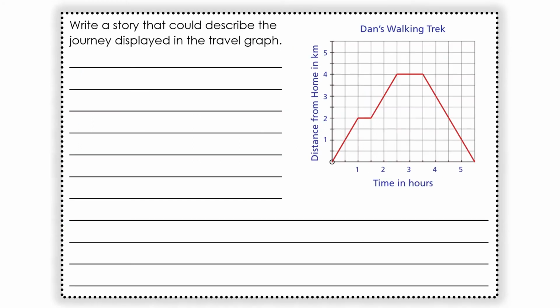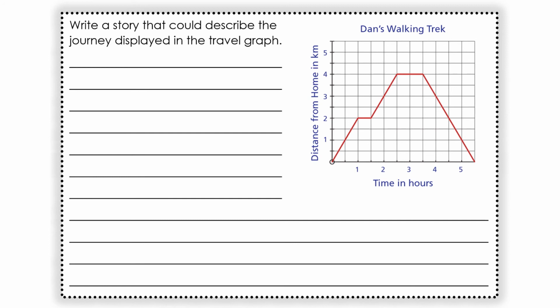Okay, now the last activity I want you to do by yourselves, and then I want you to swap it with a person and have a look at each other's examples. So write a story that could describe the journey displayed in the travel graph. Now this is the one from the start, Dan's walking trek. Now I want you to be creative, proper sentences.